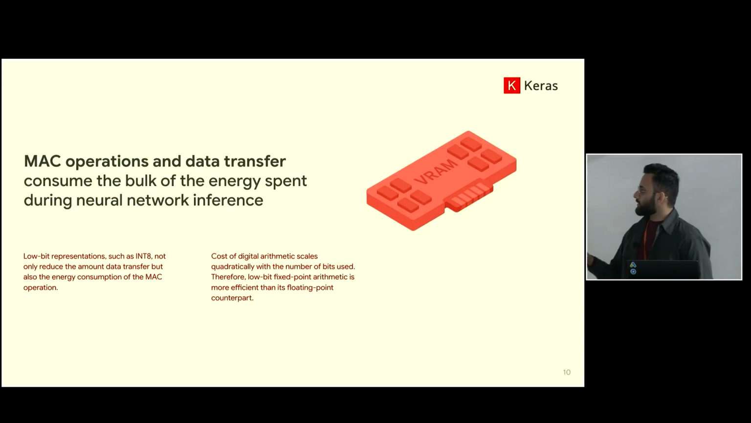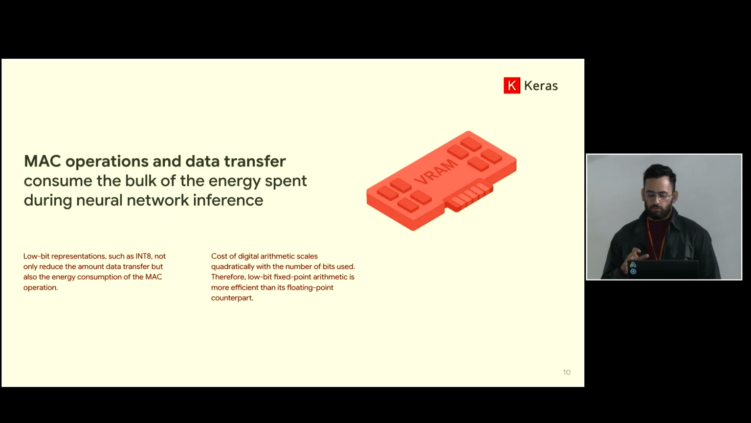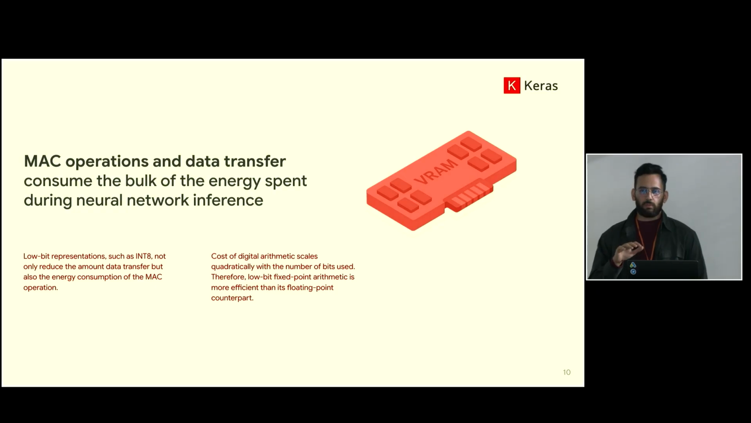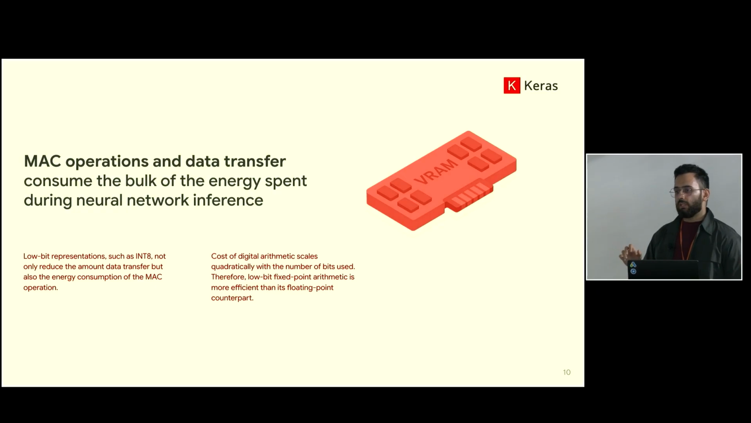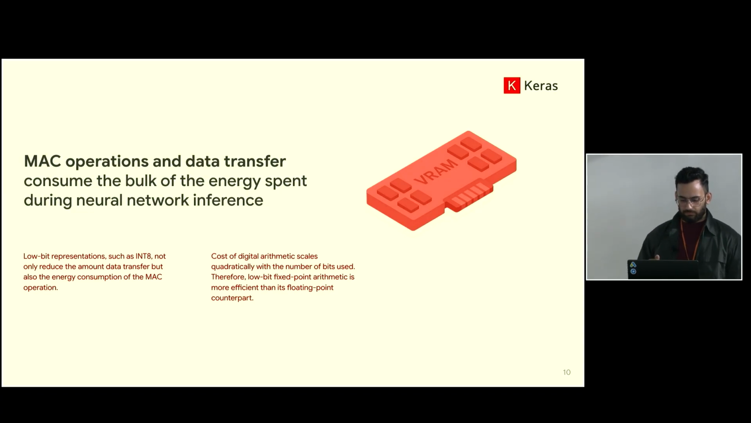And these MAC operations and the data transfer to and from the arrays into the memory is what usually consumes the bulk of the energy that you spend during neural network inference. It also consumes the bulk of the latencies that you incur when you are performing this inference. So if you move down to lower bit widths, something like int8 or int4, you can get a lot of benefits here, not only in the form of reduced data transfer, but also in reduced latencies when you're running any kind of inference.